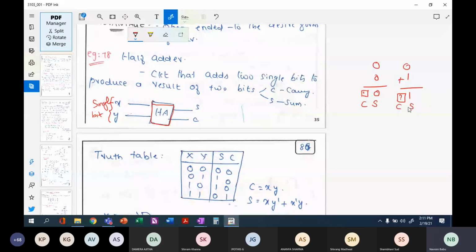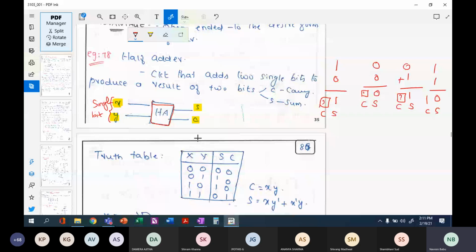So this is a carry term and a sum term. Similarly, if I add 1 and 0, 1 plus 0 is 1 and I don't have a carry here again. Finally, if I add 1 and 1 here, 1 plus 1 is 2, which means the binary is 1 0. So here the sum term is 0 and the carry term is 1. That is the reason we have two single bit inputs and two outputs. One is called the sum and the other is the carry.